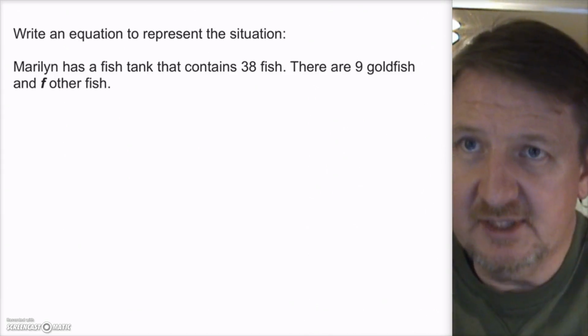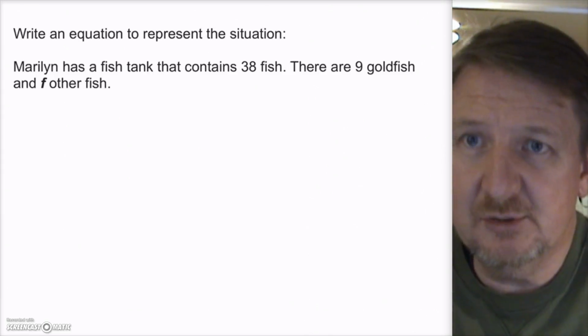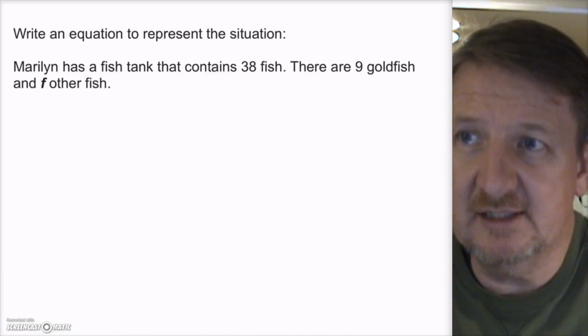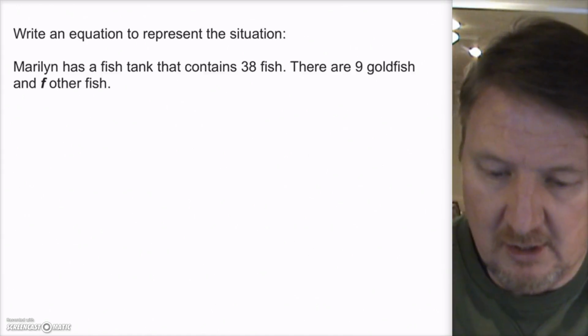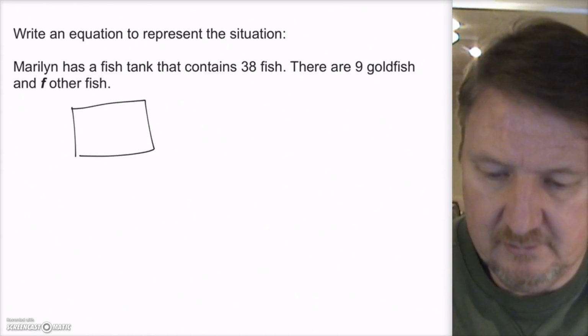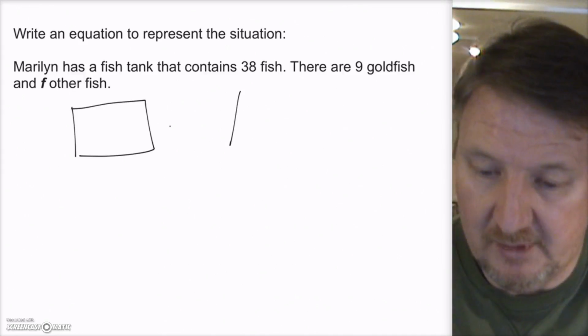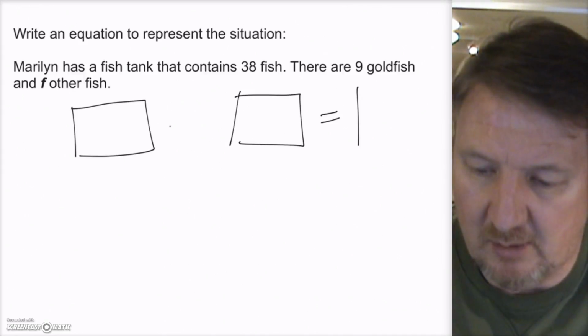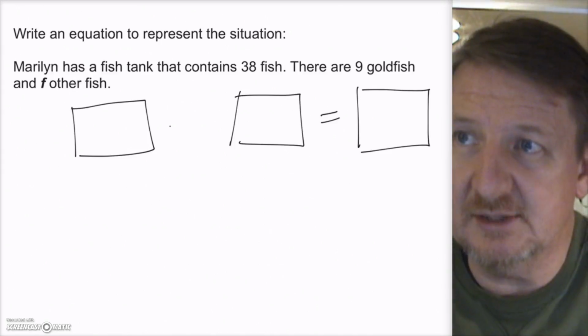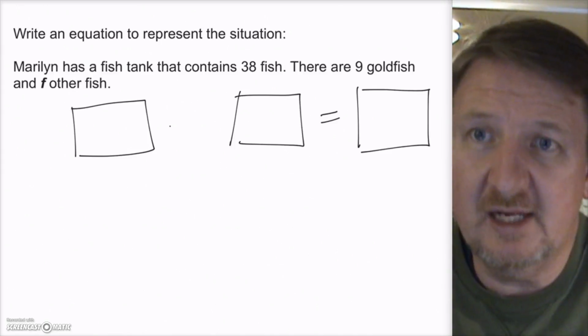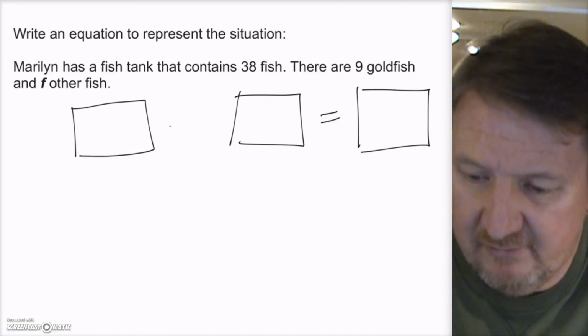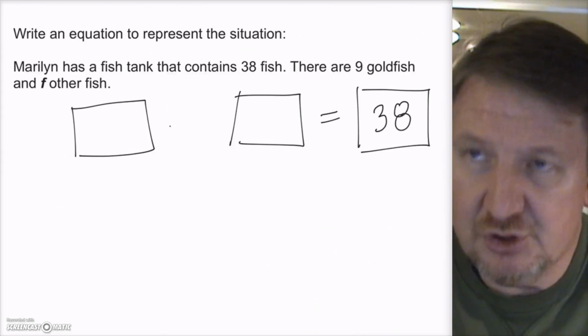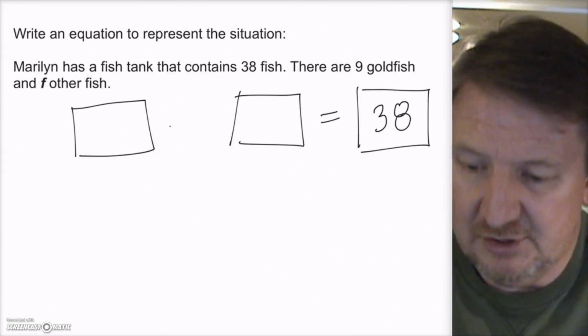Here we have something that says write an equation to represent the situation. So Marilyn has a fish tank that contains 38 fish. All right, so I don't know if it's an addition problem yet, but right now we're doing pretty simple problems. I'm going to draw my boxes. It says there are 9 goldfish and F other fish. So if they contain 38 fish total, that's the total amount of fish.